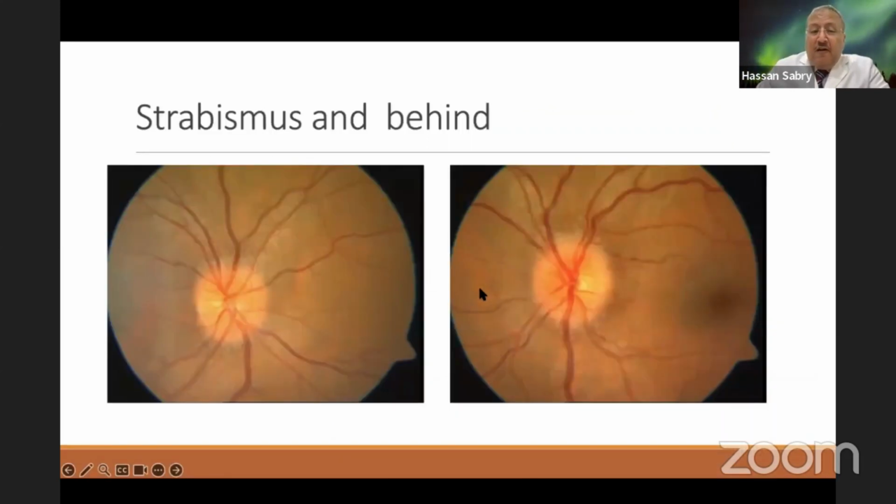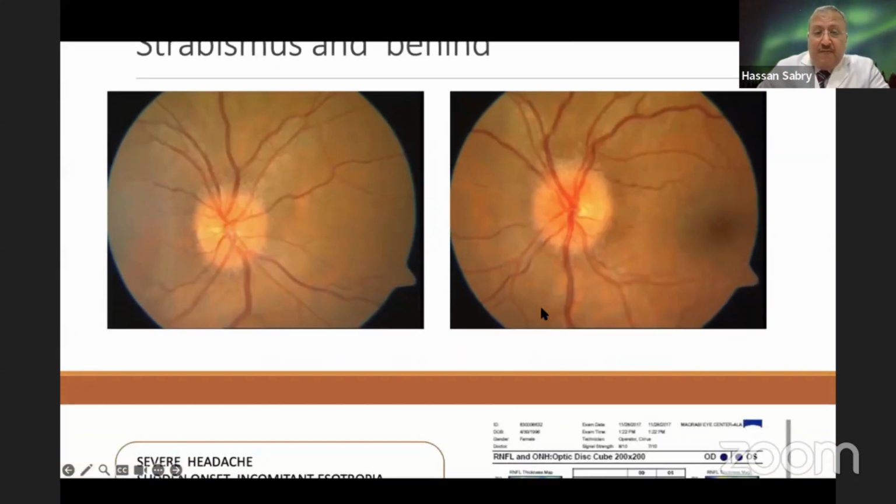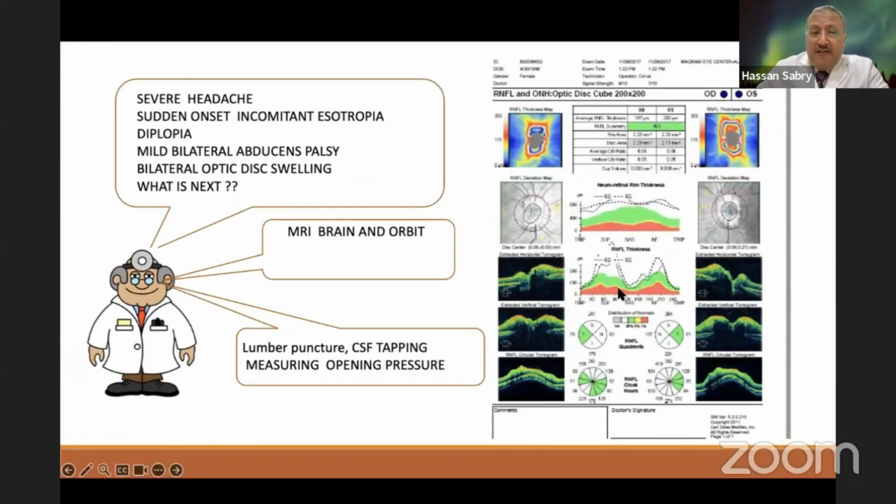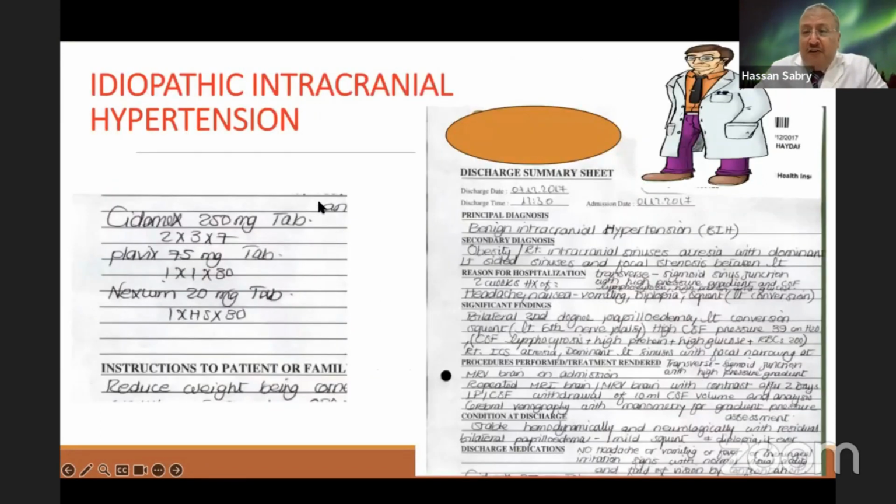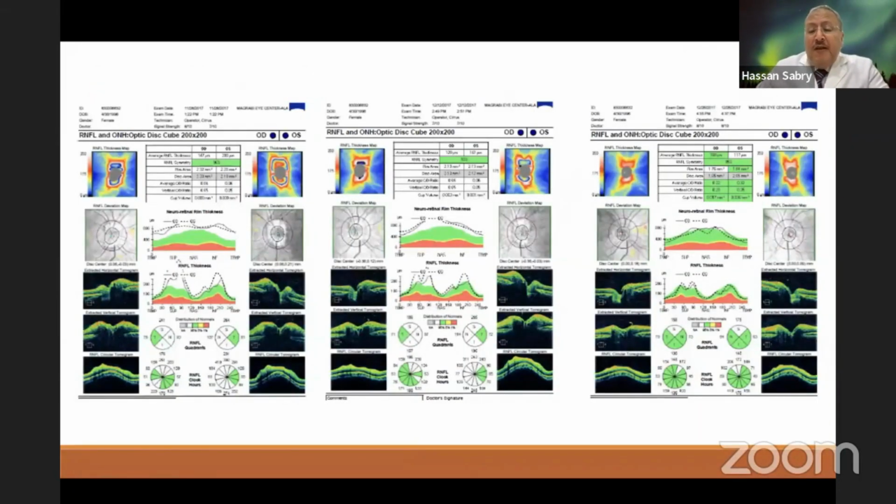With the examination of the fundus, the disc is edematous, and OCT also confirms that. So: severe headache, incompetent esotropia, double vision, bilateral optic disc swelling. Also, you need to go for MRI, which was normal. So the next step is to do a lumbar puncture to see the opening pressure, and refer to a neurologist. They found that the pressure is high and started Diamox for her to decrease the intracranial tension, and asked her to reduce weight. So this is another issue: you have to decrease the pressure and consider idiopathic intracranial hypertension in case of a normal MRI.